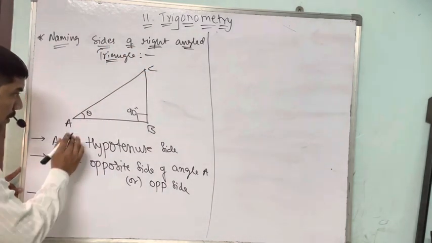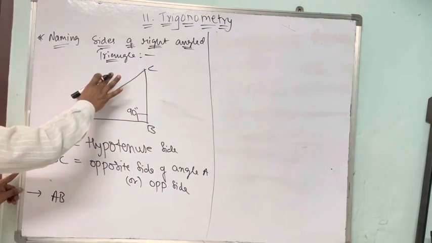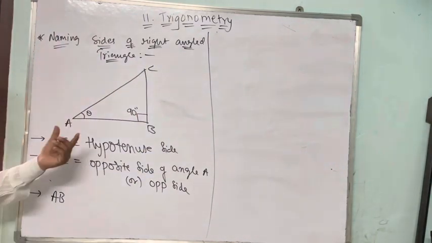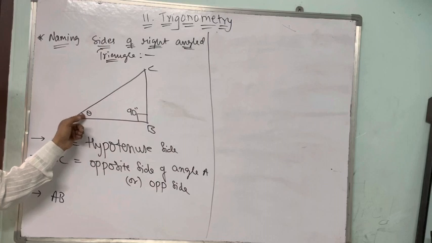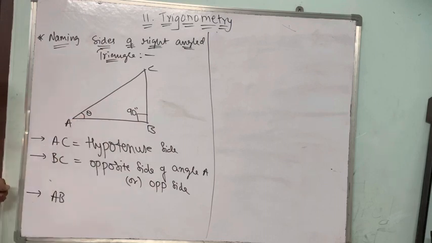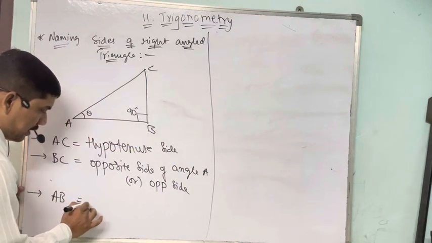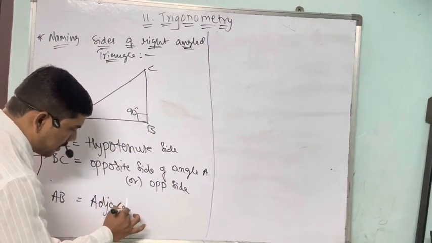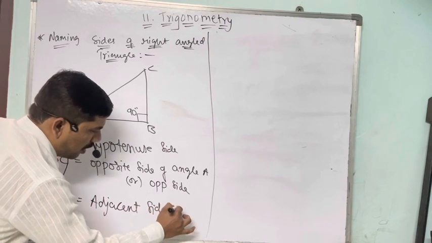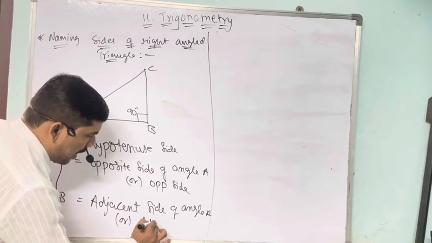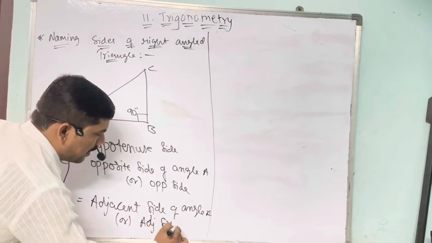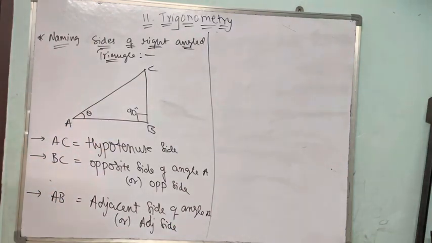Next, now AB. See, this is hypotenuse, this is opposite. Now, if you see this side, this is next to theta. Only this is left out now. It is next to theta. Right, that's why this is called the adjacent side. So AB side is called the adjacent side of angle A, or simply adjacent side. ADJ we'll write in short. Okay, students, clear with this? Right? Next, let us see.